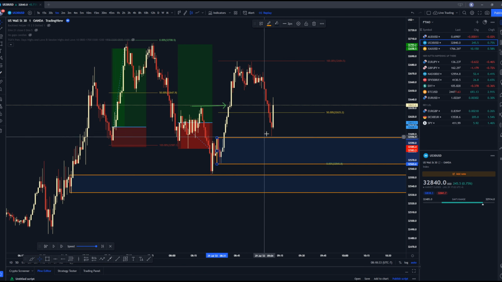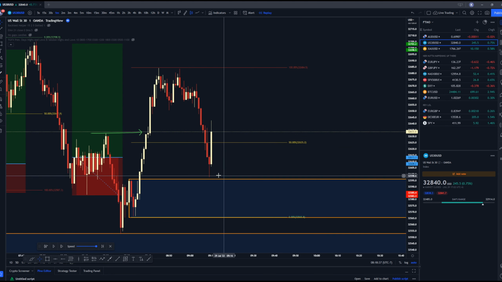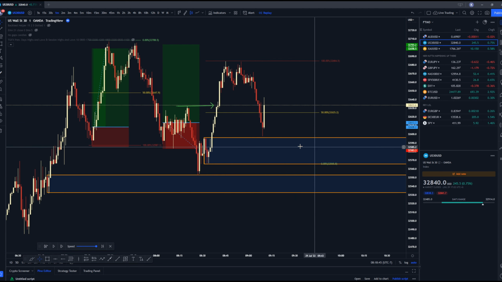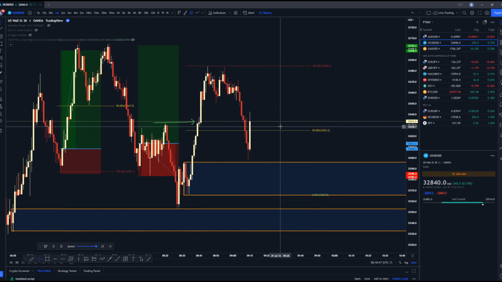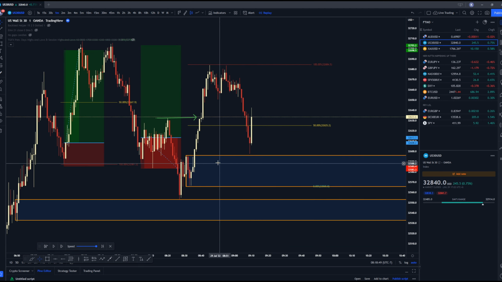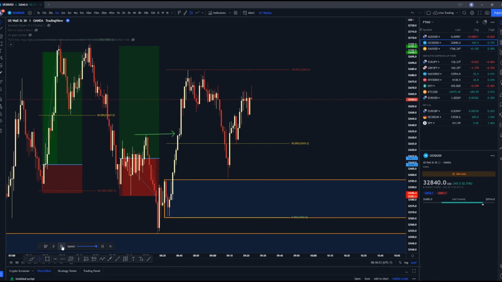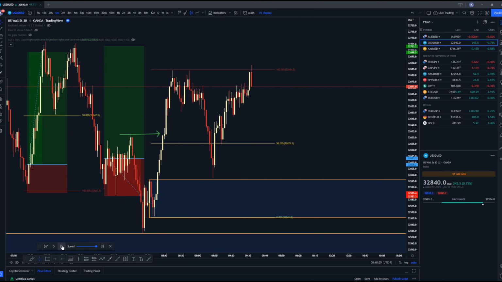Okay, so we get a pullback into it ever so slightly, maybe not. Okay, there's some space there. So I probably wouldn't take this trade, especially because of how large the candle is. But this would be an example of where we'd be looking for that pullback to then take another buy. And let's just keep going.